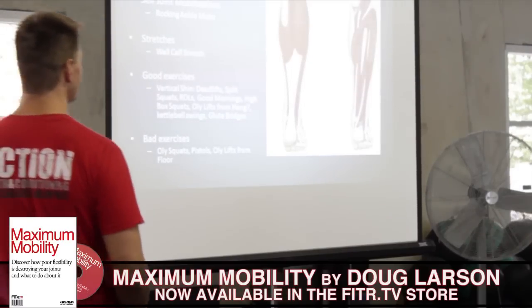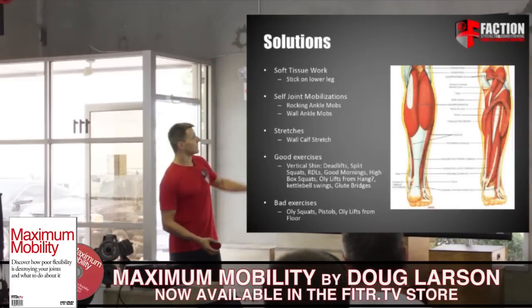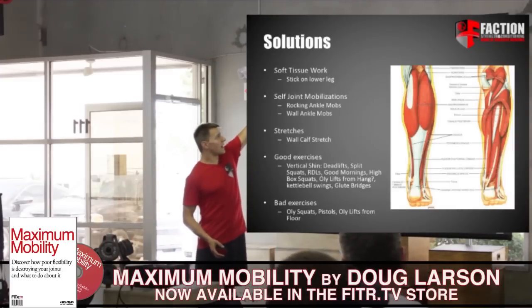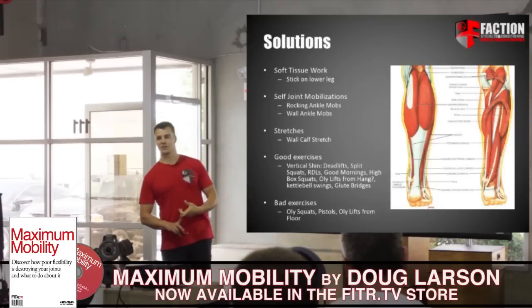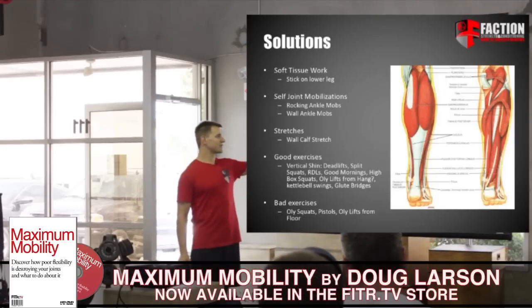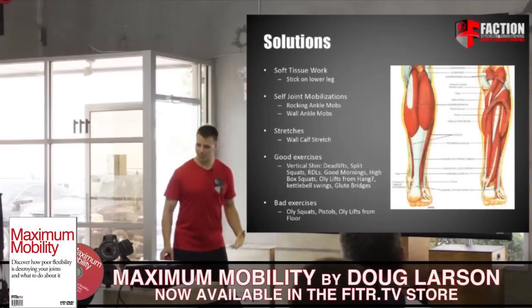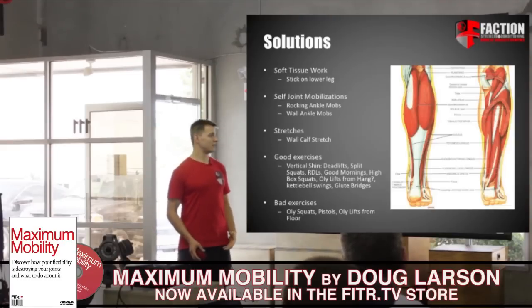So if you do have a restriction, what do you do about it? The soft tissue work you guys already talked about, and I have pictures of all this stuff, so we're going to skip right over them. In the meantime, until you have that restriction figured out, you want to do exercises where you have a vertical shin. Your ankle isn't bent very much. That way you can do the movement correctly.